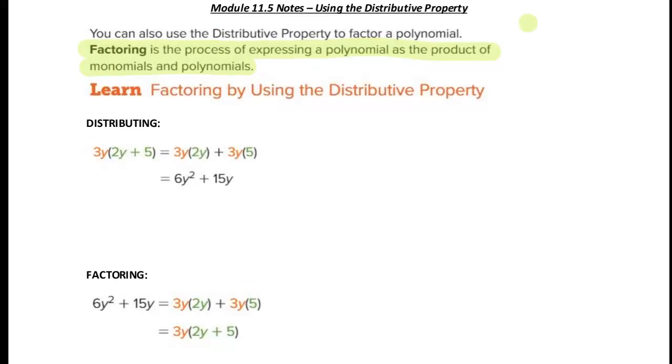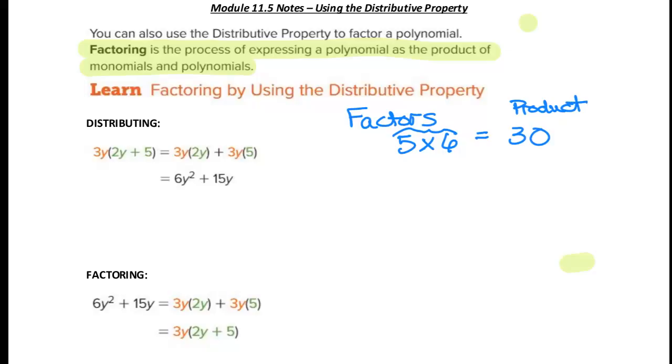So factors, and let me just put this up here too. Factors, if we talk about factors, we have 5 times 6. Those would be your factors. It's the 2 things or the 3 things that you are multiplying together. Okay? And 30 would be your product. Okay?